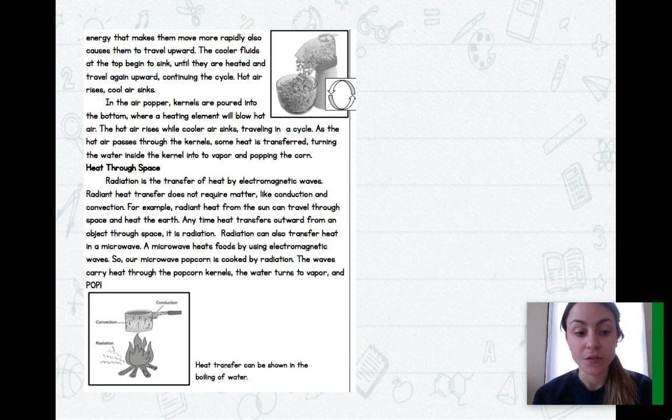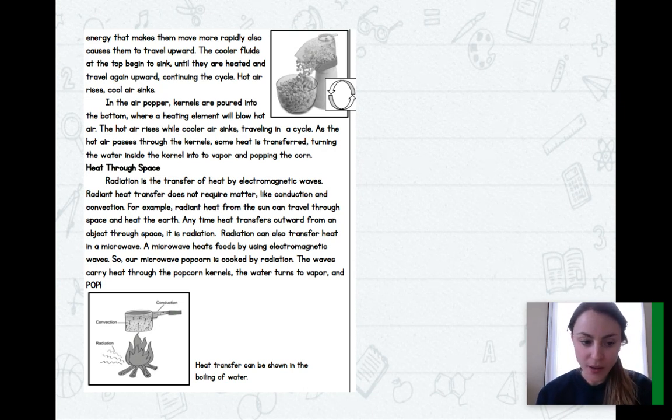Radiation can also transfer heat in a microwave. A microwave heats food by using electromagnetic waves. So, our microwave popcorn is cooked by radiation. The waves carry heat through the popcorn kernels. The water turns to vapor and pop.